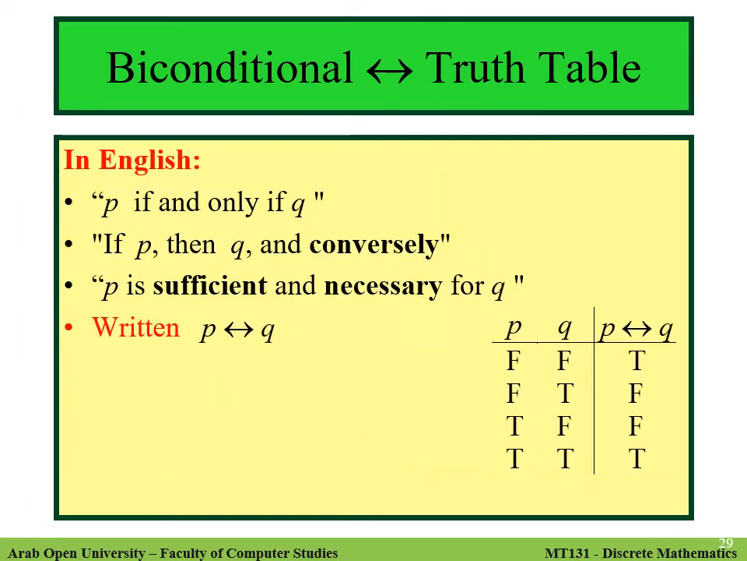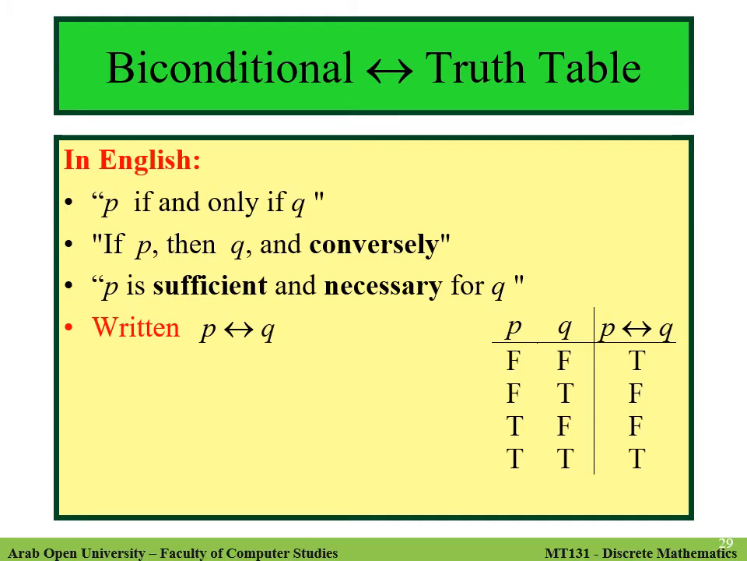The last operation we will consider is the biconditional. Biconditional, the arrow goes in both directions. It is a binary operation. The way to write it in English, in symbols you use the double arrow. To write it in English you write P if and only if Q.